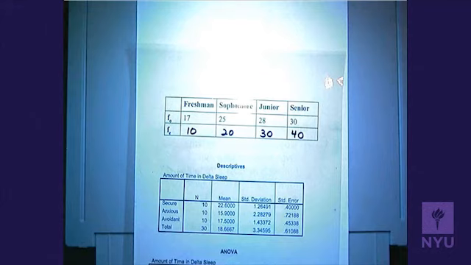Even though you're taking two at a time. So you're doing freshman and sophomore, freshman and junior, freshman and senior, you know? Okay. Okay, questions on this one? Good. All right, let's look at the next example.